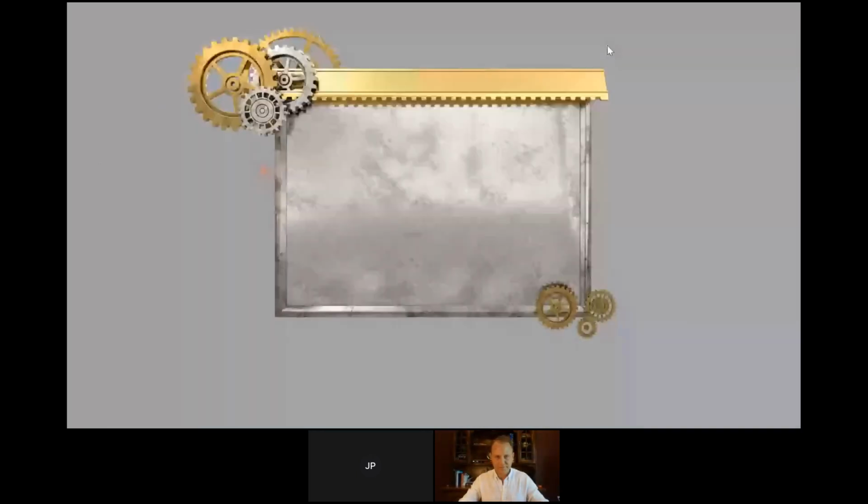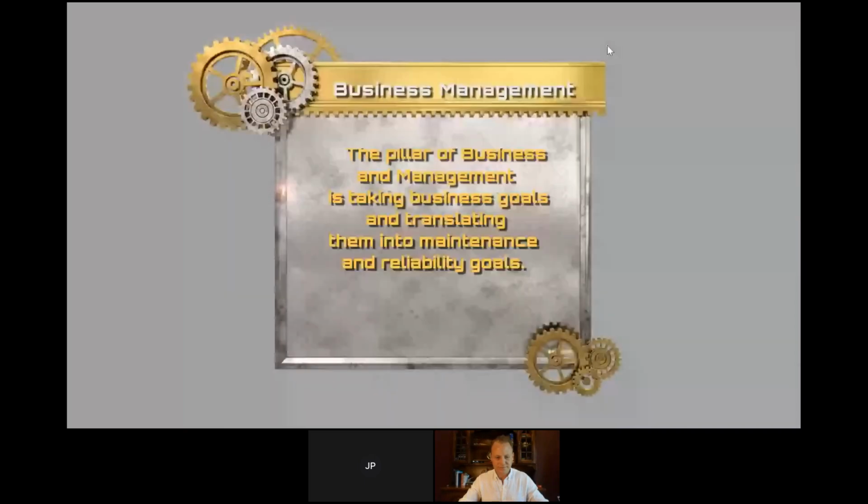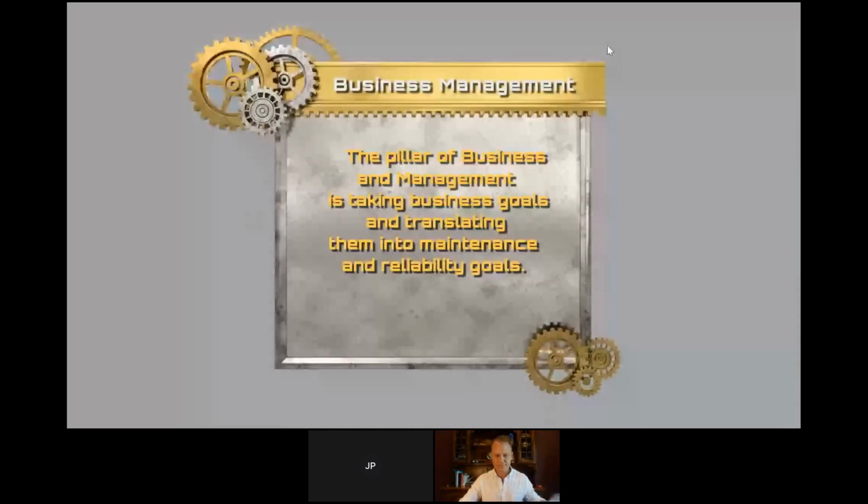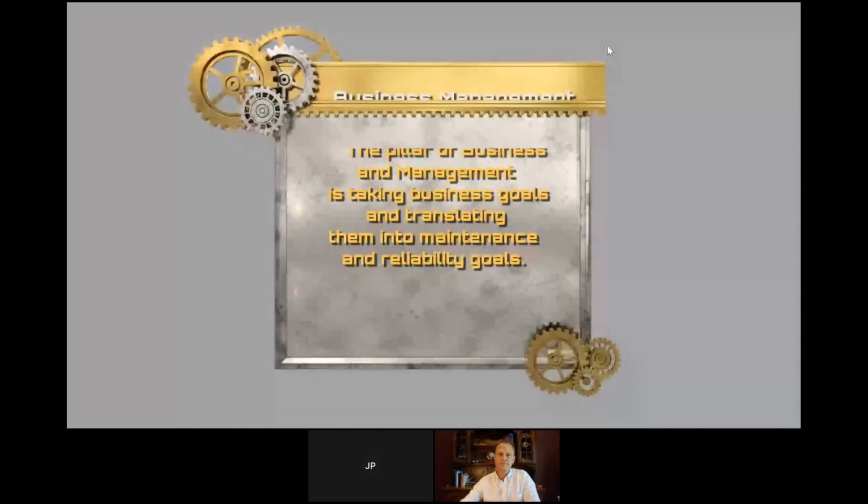The first pillar is business and management. The pillar of business and management is taking business goals and translating them into maintenance and reliability. Understanding why the organizations have a business vision, mission, and strategy, and how the maintenance and reliability support each other. Knowing what the maintenance and reliability key performance indicators are and determining between the leading and lagging indicators. What is change management and the difference between management and leadership?